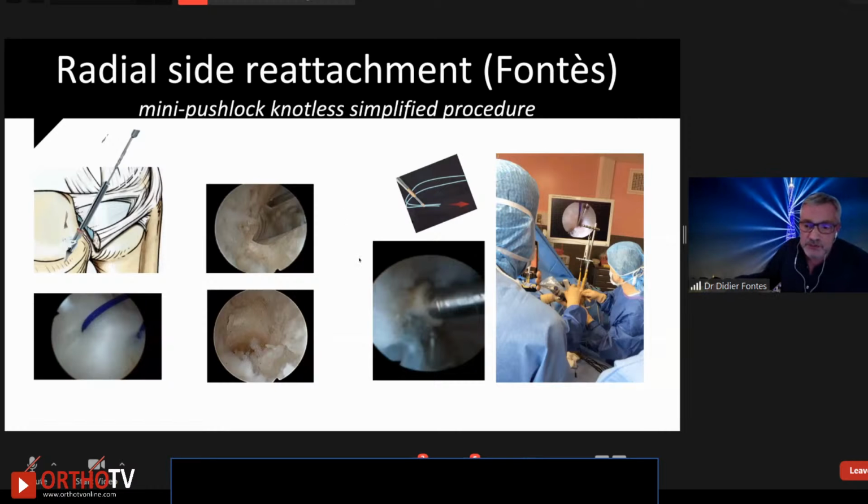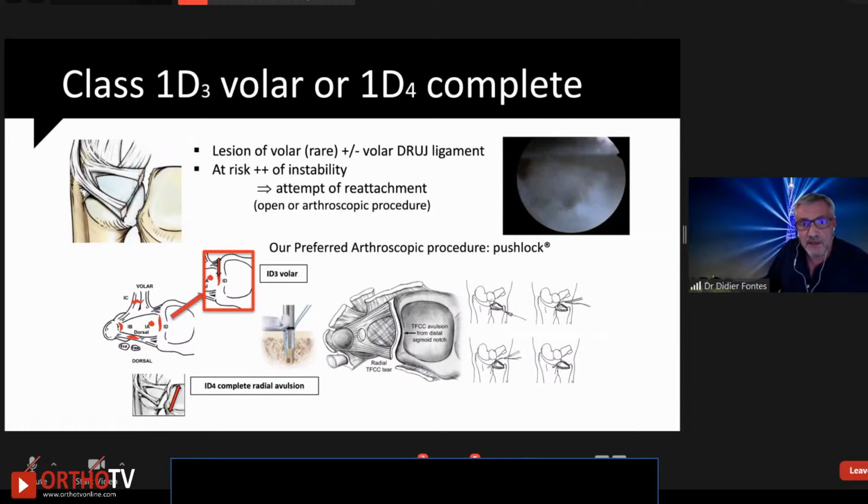And we will use this type of device, mini-pushlock devices, to reattach it on the radial rim. It's the same thing when the tear is volar or complete, 1D1, 1D4. You will have to reattach it, and you can do that completely arthroscopically too.